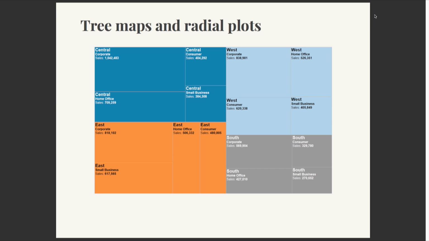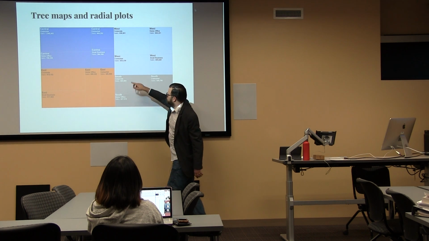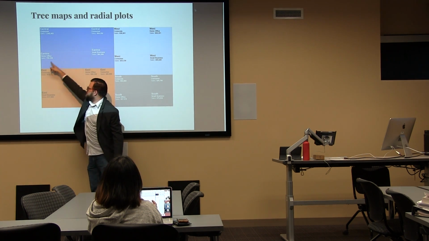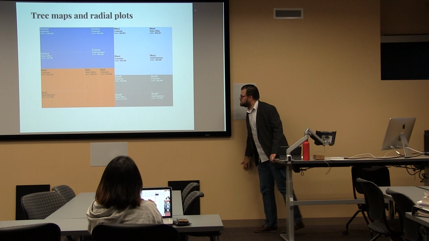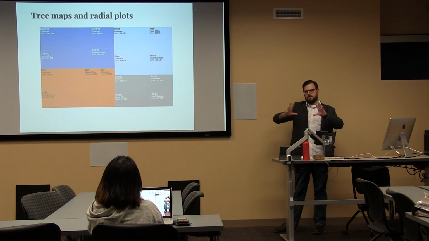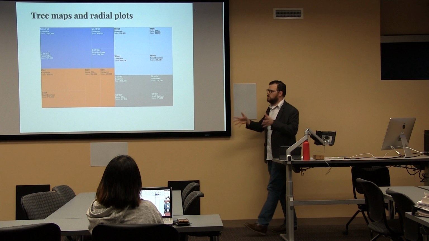This here is called a tree map. A tree map is interesting. It tries to visualize the parts from the whole. In this case, looking at business sales, I think. Yeah. Color indicates region, so south, east, west, and central. And then the proportion of the individual squares indicate number of sales for a particular office. So it's an interesting way of trying to see how things break down within a whole.